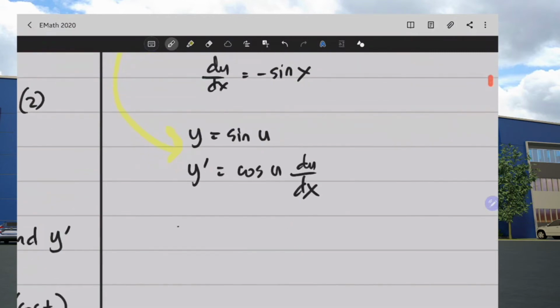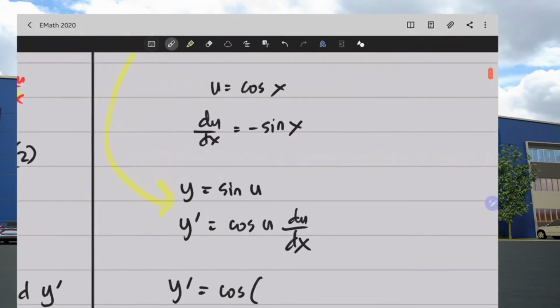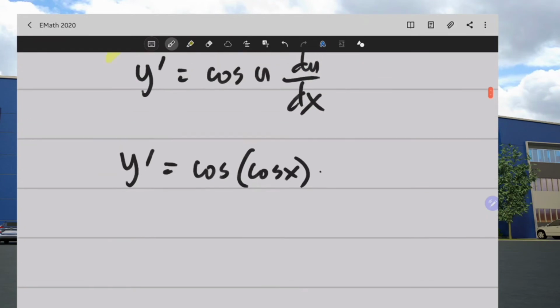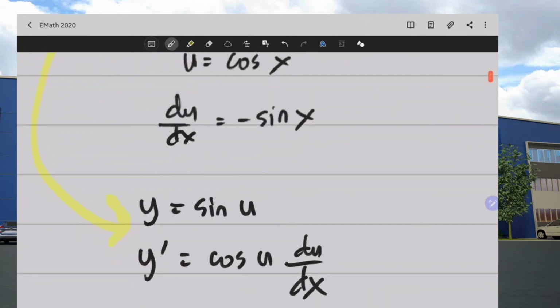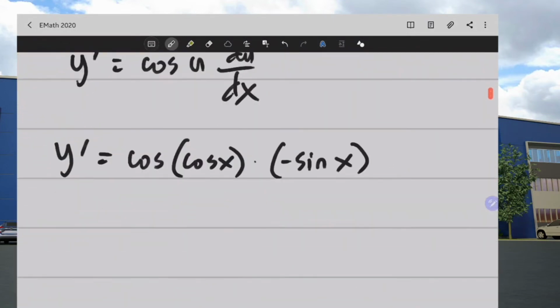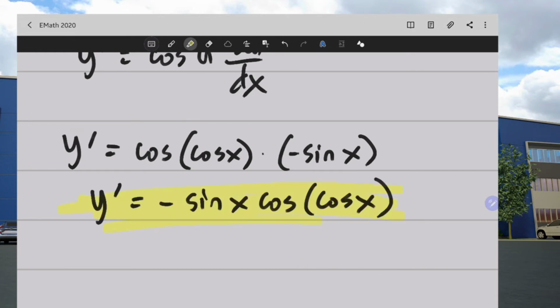So, if we just substitute the values that we obtained kanina, so cosine u, yung u natin is cosine x, times du over dx, which is negative sine x. So, times negative sine x. So, therefore, y prime is equal to negative sine x cosine x. This is our answer. Ganon lang siya kadali. Okay, so hashtag no challenge.